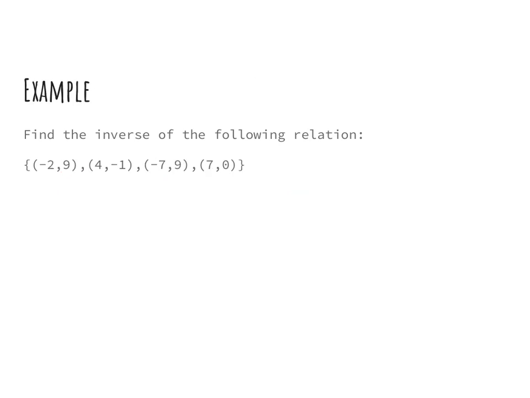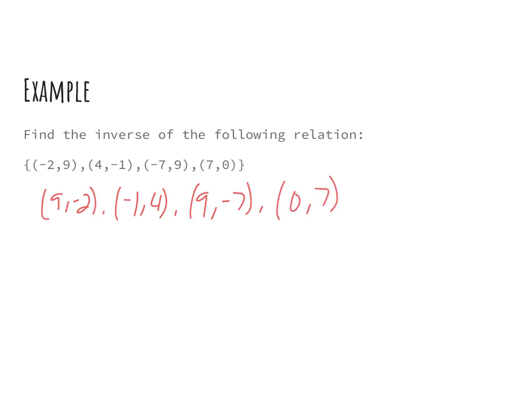So our next example here, we've got the relation that has the points (-2, 9), (4, -1), (-7, 9), and (7, 0). Finding the inverse, we take the point (-2, 9) and make it (9, -2). We take the point (4, -1) and we make it into (-1, 4). (-7, 9) becomes (9, -7), and (7, 0) becomes (0, 7).